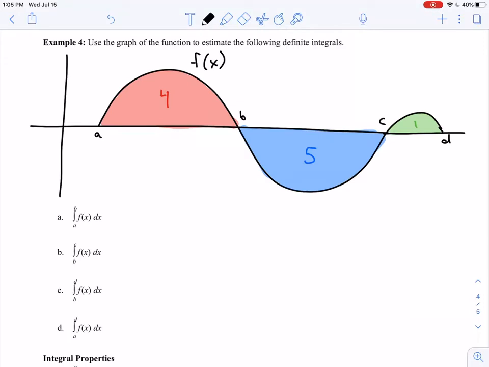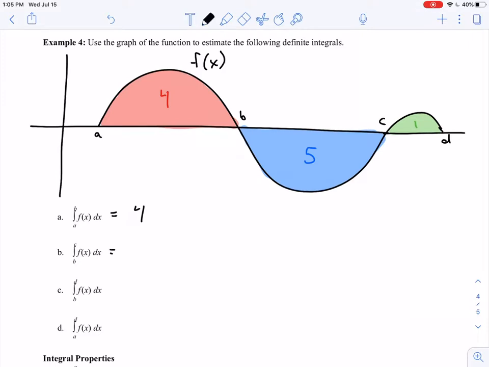I want to use the graph along with the area of these shaded regions to evaluate the definite integrals. First up, I have the integral from a to b of f of x dx. Starting at a, moving towards b, remember this is the definite integral. It tells us the net area. So that net area is just 4. I told you the area, so we just need to recognize that this represents that area.